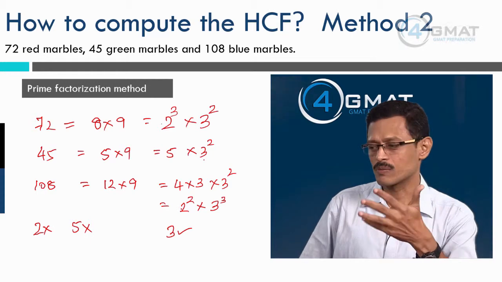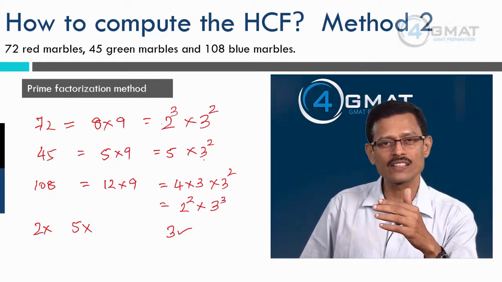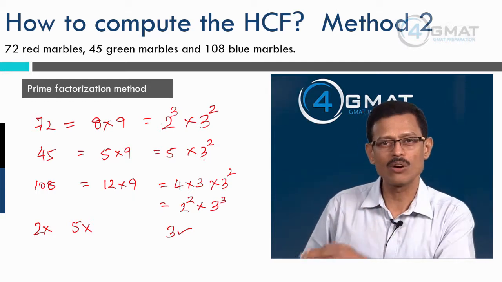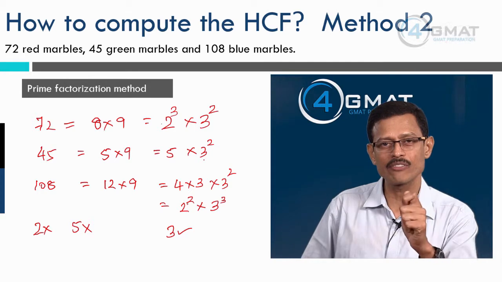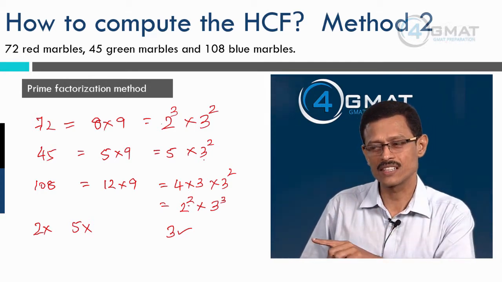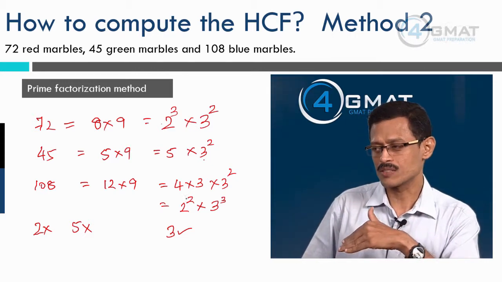Similarly, these are the only prime factors. The prime factors we have are 2, 3 and 5. 2 and 5 are not prime factors of all three numbers. So we are not going to take them. 3 is the only prime factor common to all the three numbers. So you need to pick that prime factor which is present in all the numbers. One more step to arrive at the HCF. Pick that 3 in its lowest power in all these numbers.